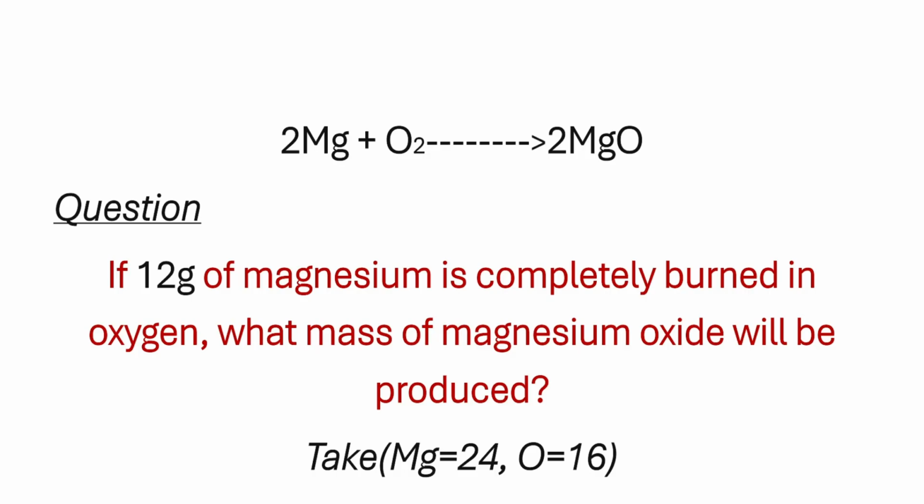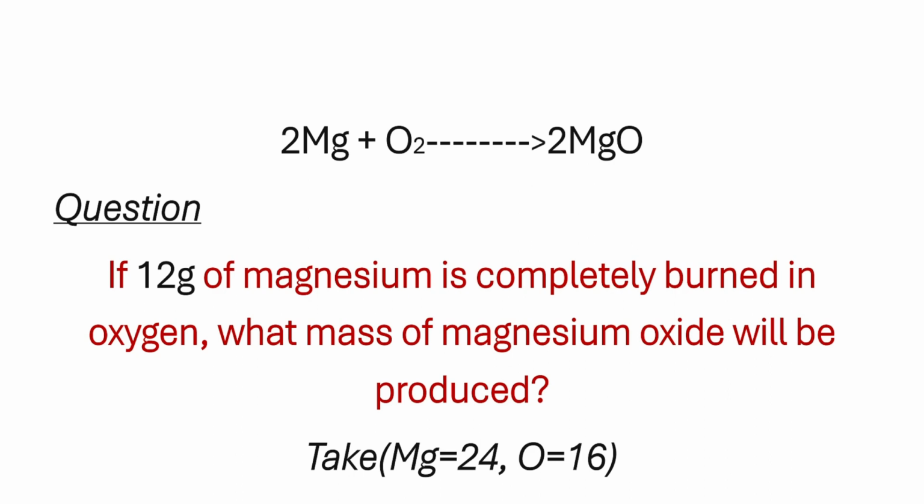Alright, we know that 2 moles of magnesium is reacting with 1 mole of oxygen gas to give us 2 moles of magnesium oxide. They are now asking, what if we use 12 grams of magnesium? What will be the mass of magnesium oxide that will be produced? Now we can see that we have paraphrased that question and we know exactly what we are looking for.